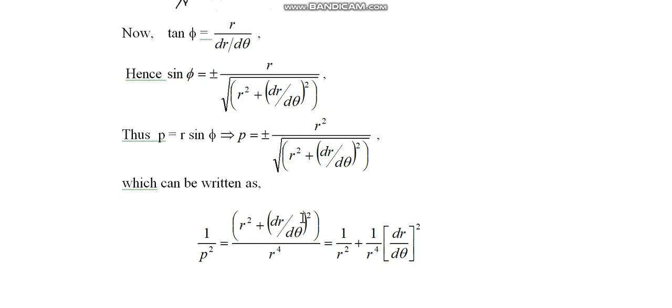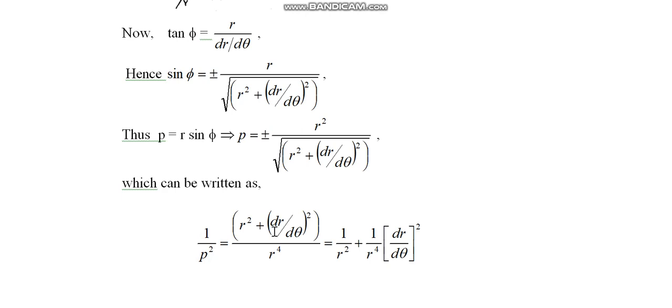Here we can note that the square of the denominator is this one, and in the numerator we have the square of r square, r to the power 4. So simplifying this expression, we write it as 1 by p square is equal to 1 by r square plus 1 divided by r to the power 4 into dr by d theta square. Of course, here also we can take 1 by r square common, and we can write 1 by p square is equal to 1 by r square into bracket 1 plus dr by d theta divided by r, its square. Anyhow, we shall remember only this form of equation.